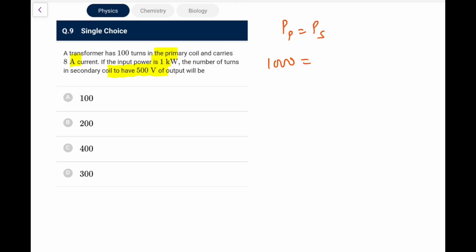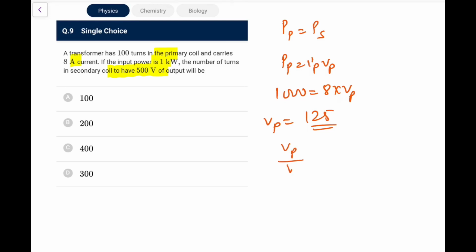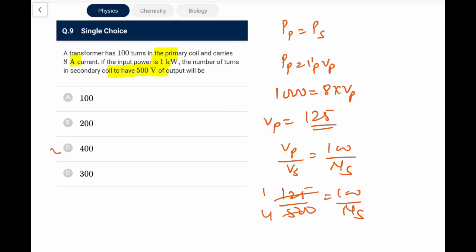First of all, the primary voltage, I can say P primary would be IP into VP. So we have 1000 is equal to 8 into VP. So VP comes out as 1000 by 8, which comes out as 125. So it is 125 to 500. So I can say VP upon VS is NP upon NS, that is 100 upon NS. So VP is 125, VS is 500. So directly solve it, this is 1 by 4, so NS comes out as 400. You can directly go for option C.